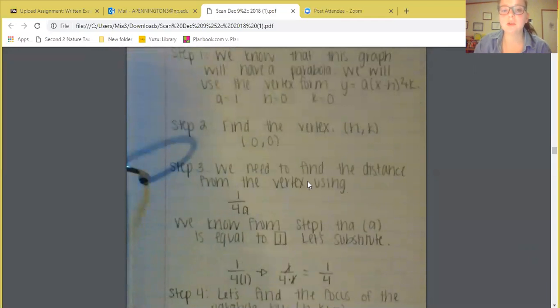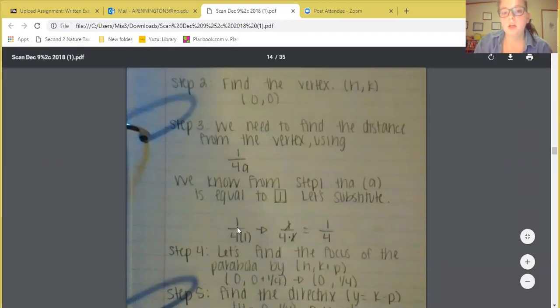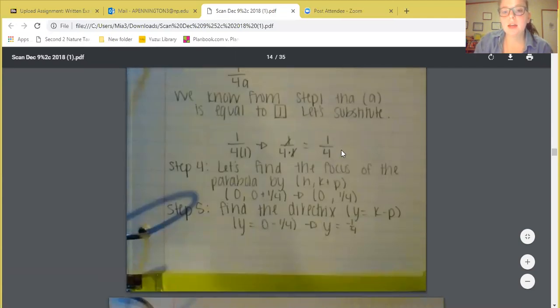Now we need to find the distance from the vertex using the formula 1 over 4a. Now we know that a is going to be equal to 1. So 1 over 4 times 1. And so we're going to cancel those out, 1s and 1s, and that gives us still 1/4. So we're going to need that for later. Now let's find the focus of the parabola by (h, k plus p). So we know that h is 0, k is 0, and the p is going to be our 1/4 that we just got. And that gives us a coordinate of 0, 1/4.